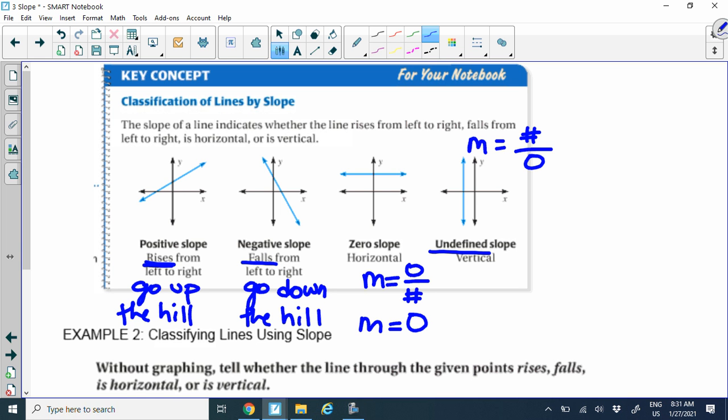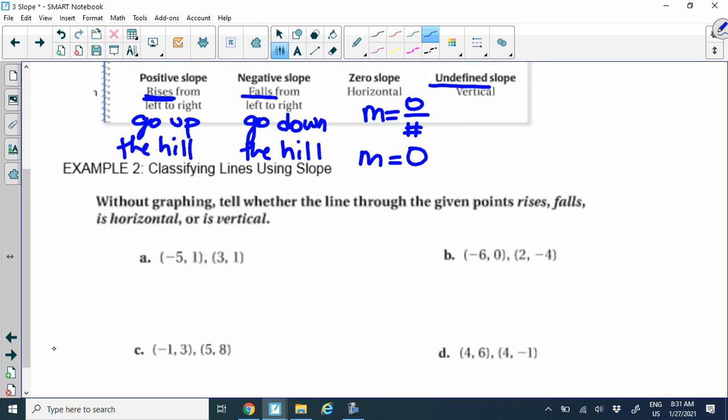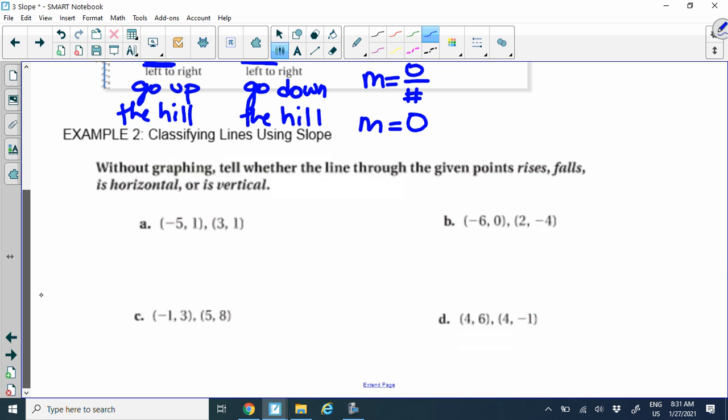Okay, let's use this information for example 2. Without graphing, tell whether the line through the given points rises, falls, is horizontal or is vertical. To decide this, what we have to do is actually find the slope. So that's going to be our first part. When we do this, remember I'm going to label: I have my x sub 1, y sub 1, x sub 2, y sub 2. Use my formula, m equals.